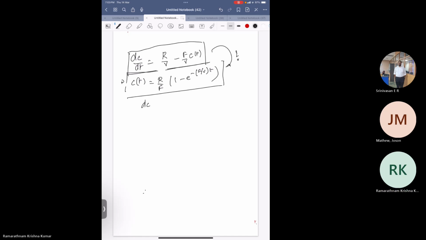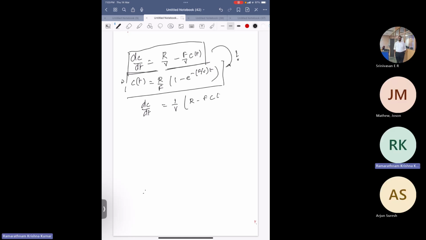So let's see. dC by dt is equal to 1 by V into (R minus F C), right? Yes, sir. This is the trick. You define one new thing: let U is equal to R minus F of C. This is what we keep teaching in IIT. Now can you do it from here? You are going to tell me the steps.